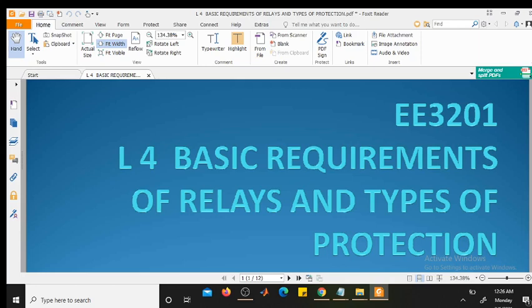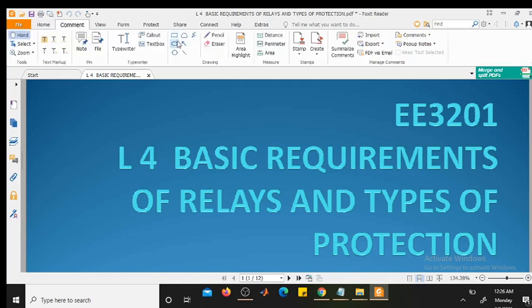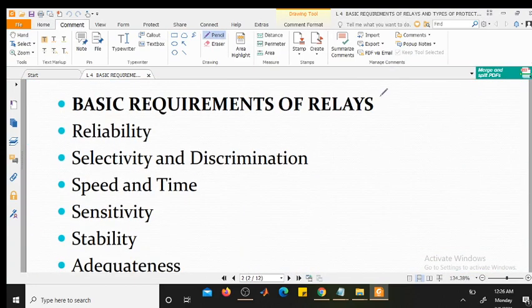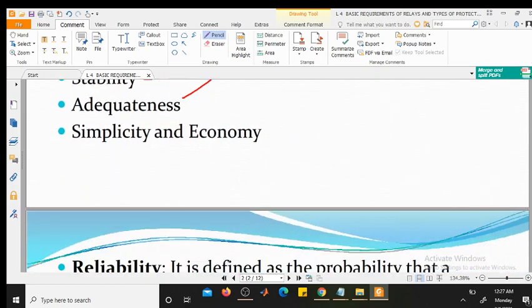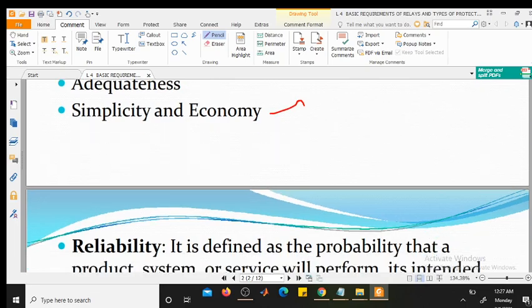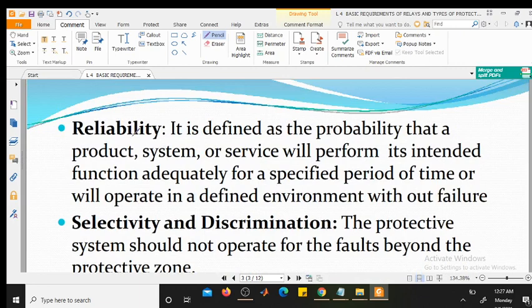Today we are going to discuss the basic requirements of relays and the types of protection. So what are the basic requirements of the relays? Reliability, selectivity and discrimination, speed and time, sensitivity, stability, adequateness, simplicity and economy. These are the requirements of the relay. So what is reliability?